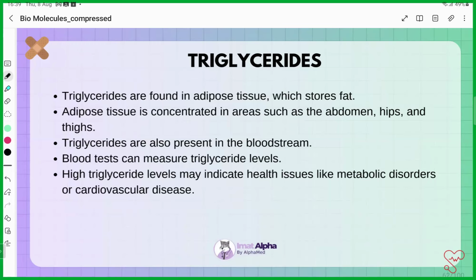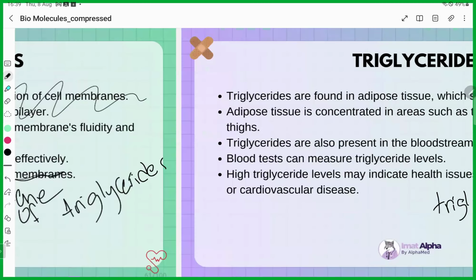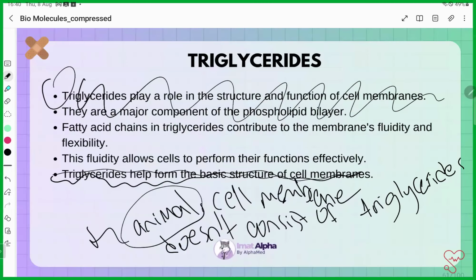So I think triglycerides and phospholipids, because here the slide said that we have, because guys, I'm not doing the slides, Sam is doing the slides, Yusuf is doing the slides, and I'm the one explaining them. So that's why sometimes I get shocked.